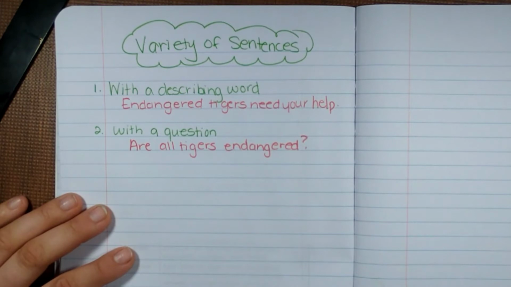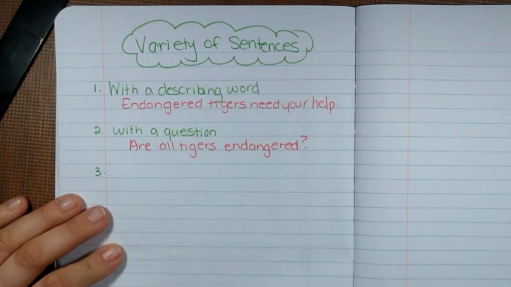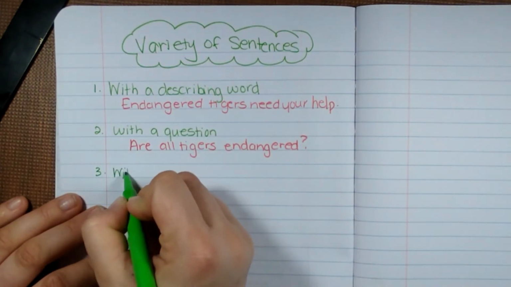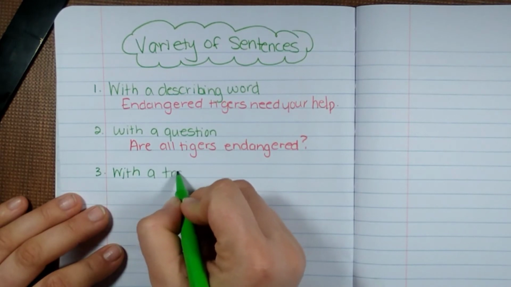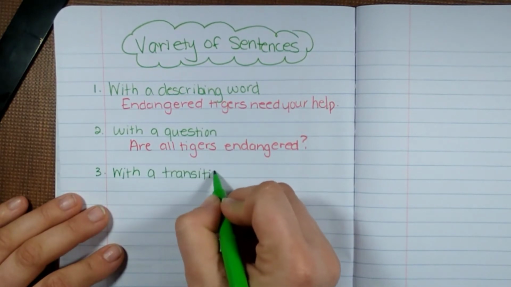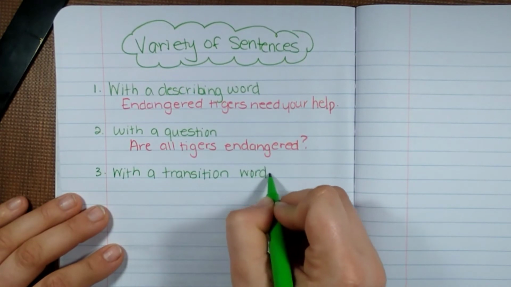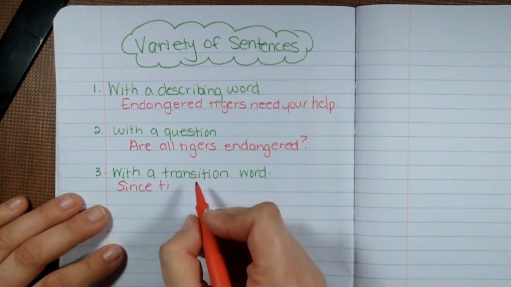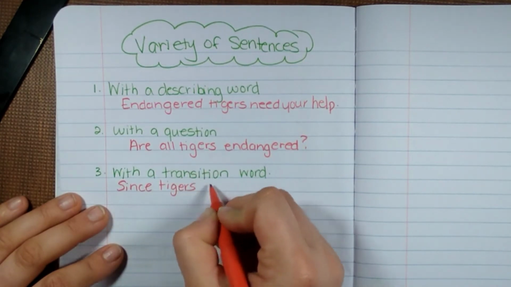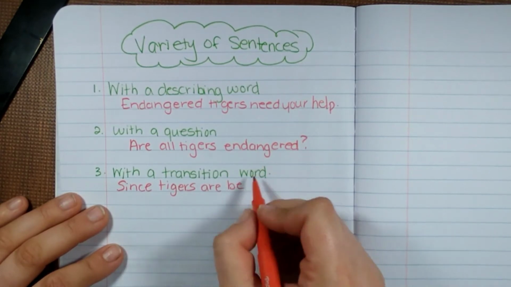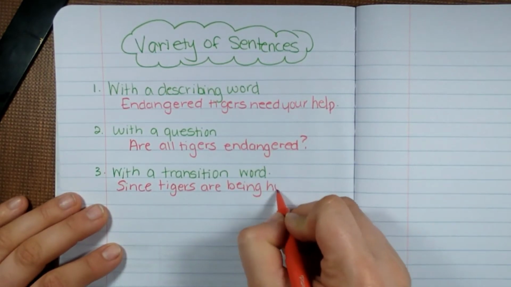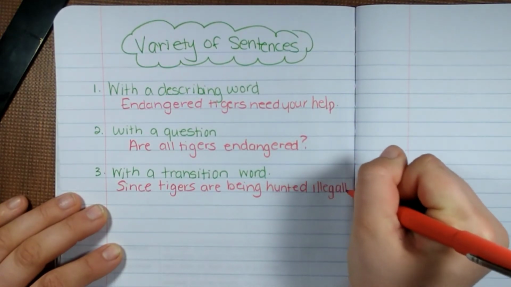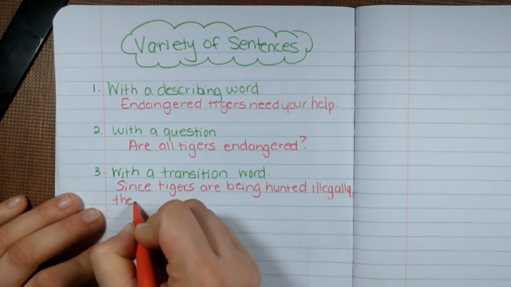I can use a transition word in my sentence, which in our previous lesson, you have a huge list of transition words that you can use. You don't just have to use a transition word in the beginning of a paragraph. You can use them throughout the paragraphs. Since is a transition word. Since tigers are being hunted illegally, they are becoming extinct. There was a comma after that.